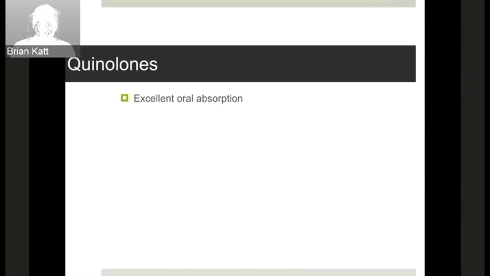So one part that I left out, which is extremely important: quinolones have a black box warning, right? For what?